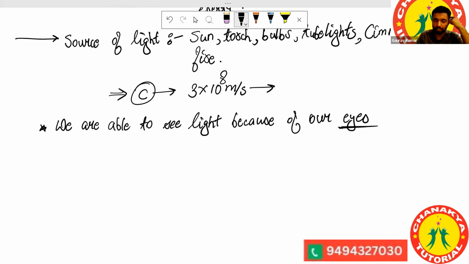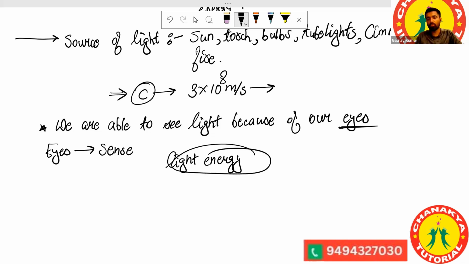So eyes act as a sensor. Eyes act as a sensor. So we actually sense this energy, the light energy. We are able to sense this light energy through our eyes.